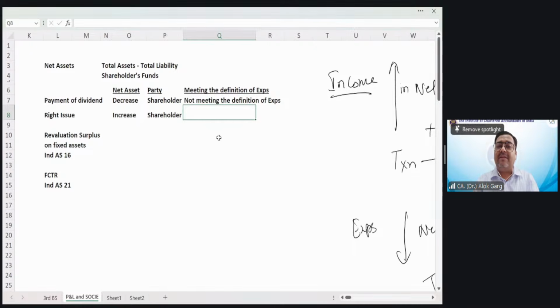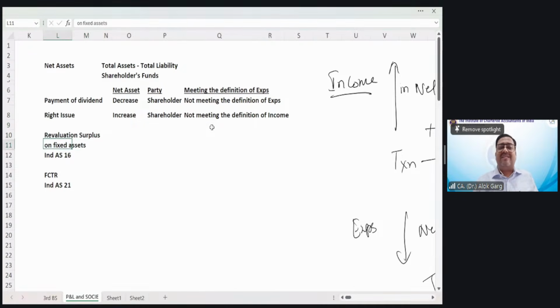Whether this is meeting the definition of income. Is it meeting the definition of income? No, not meeting the definition of income. So where will this right issue go? This right issue will go to the statement of changes in equity, increase in the share capital, movement of the share capital.